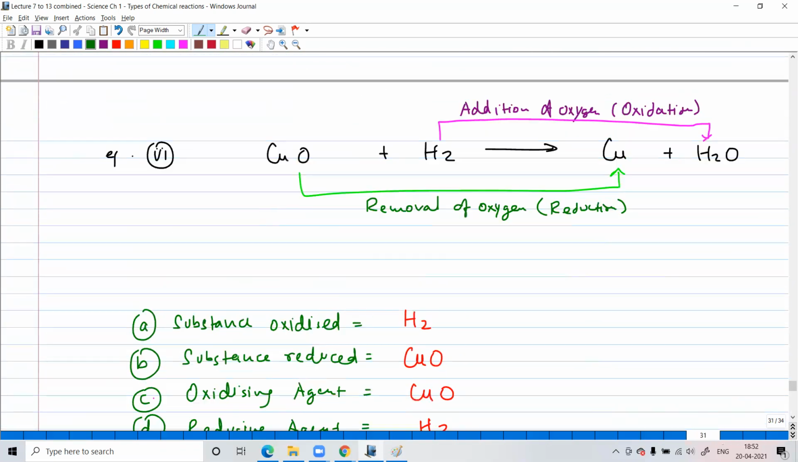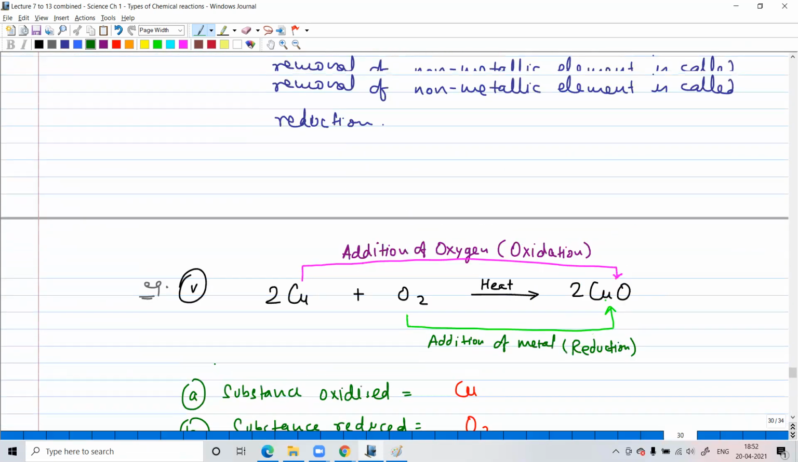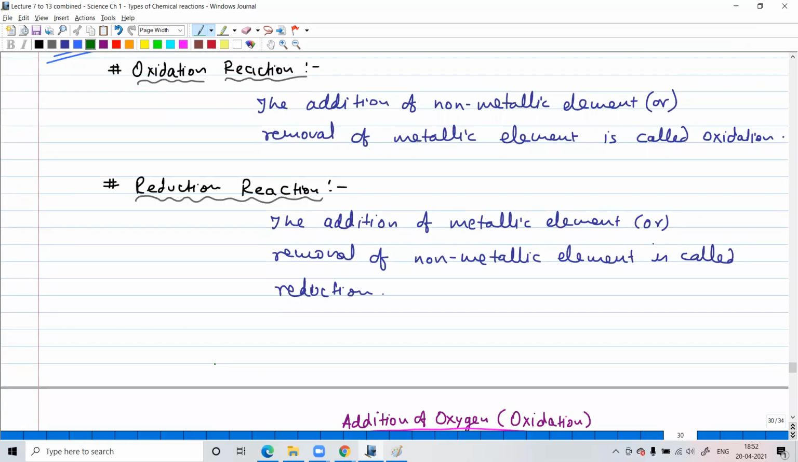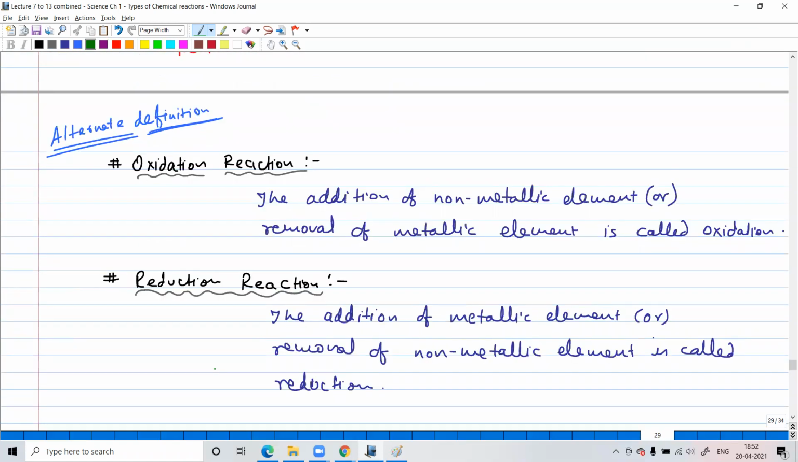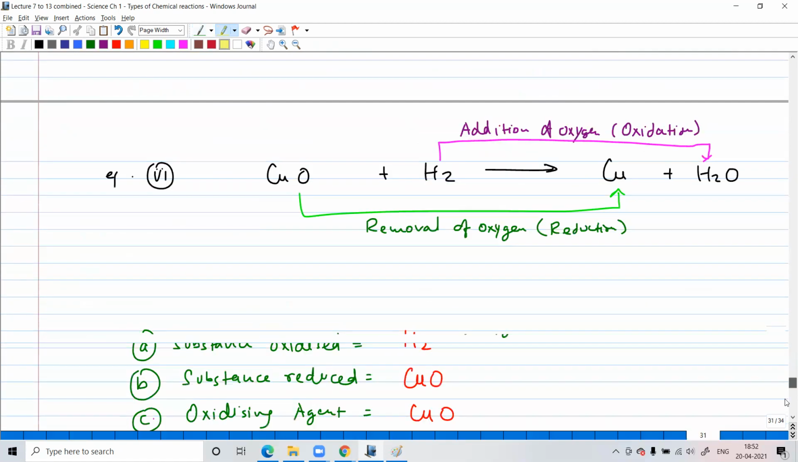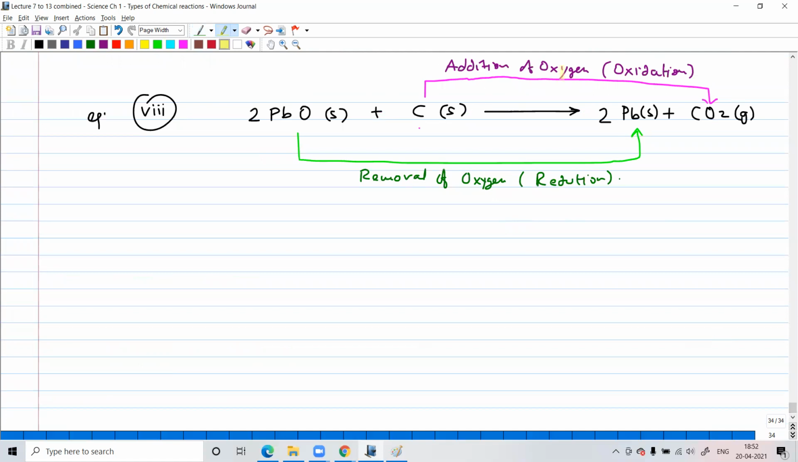See, addition of oxygen means what? Oxygen is metal or non-metal? Non-metal. So remember, whenever we say addition of oxygen, oxygen is a non-metal actually. That is why we say that oxidation is happening. All right. So I think we have had enough examples of this.